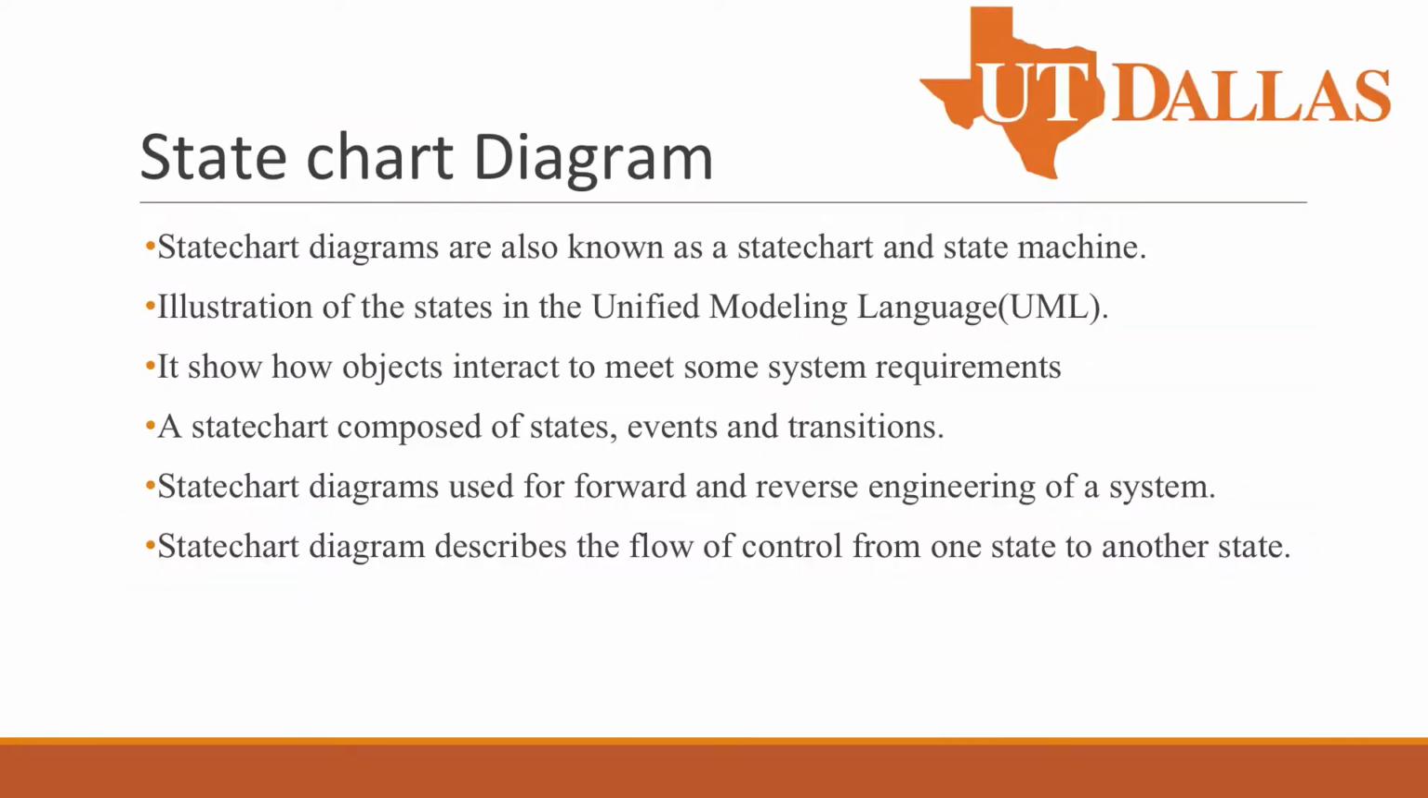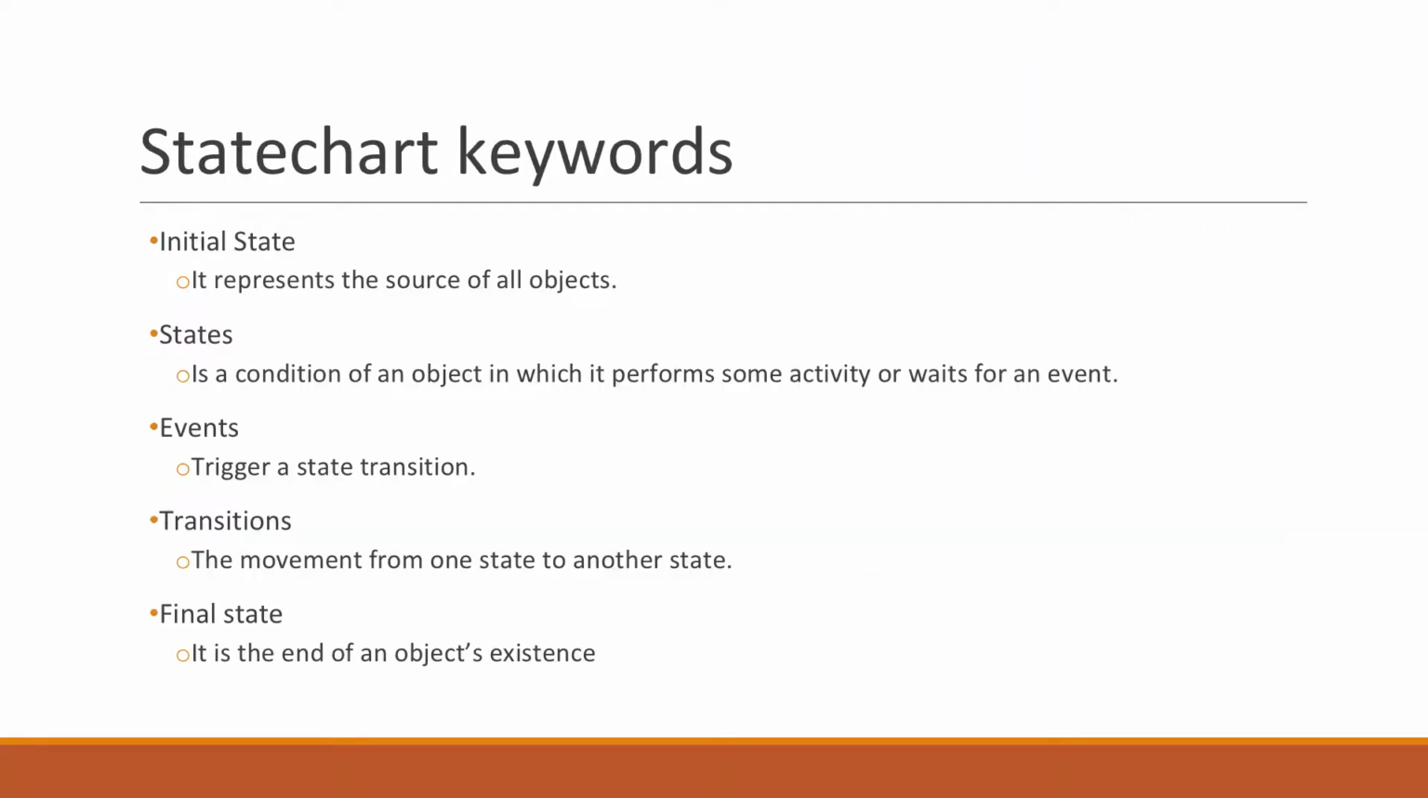So the state chart diagram: there are many names for the state chart diagram, such as the state chart and the state machine. It illustrates the states in a unified modeling language known as UML. A state chart is composed of states, events, and transitions. The state chart diagram describes the flow of the control from one state to another. And some of the keywords of the state chart diagram is the initial state, which is the state of an object before any transitions. The notation for the initial state is a small solid filled circle, and there can only be one initial state in the diagram.